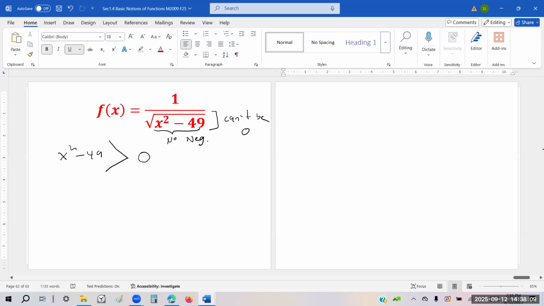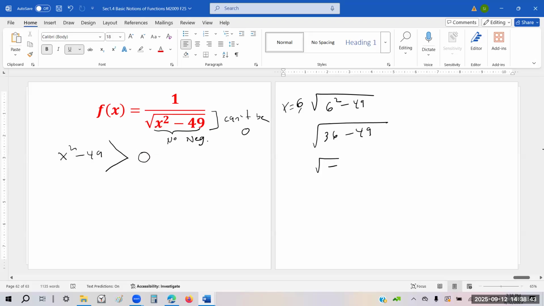For example, let's say x is 6. What's the inside we get here? When x is 6, we get 6 squared minus 49. And what is 6 squared? 36. So 36 minus 49. Is that positive or negative? So can you replace x with 6? No. Right?